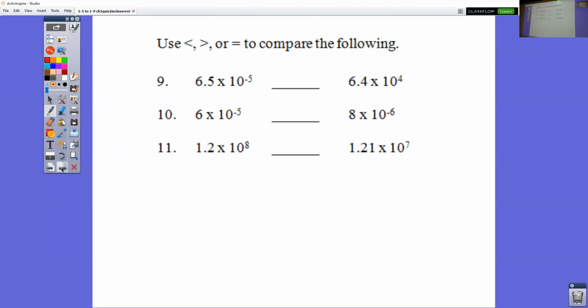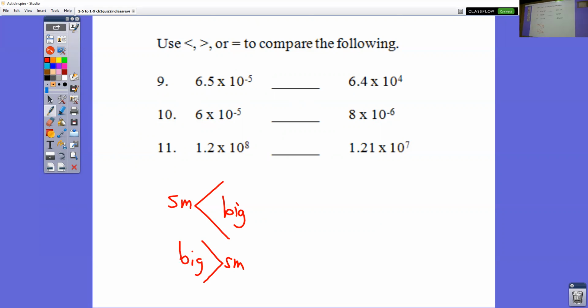In the next section, you want to use less than, greater than, or equal to compare the two numbers. Remember that the mouth opens towards the bigger number. So the bigger number, the alligator eats the bigger number. So we want to put the bigger number there and the smaller number there. If we have a greater than symbol, the bigger number would go here and the smaller number would go here. The mouth opens towards the bigger number.